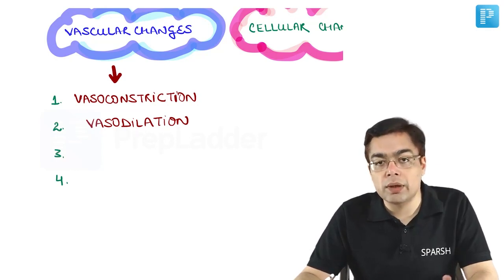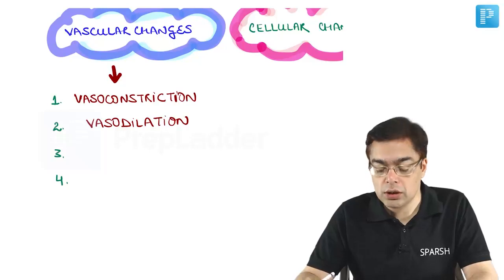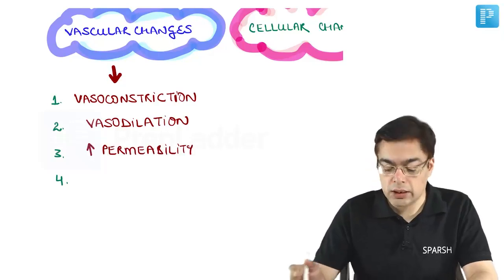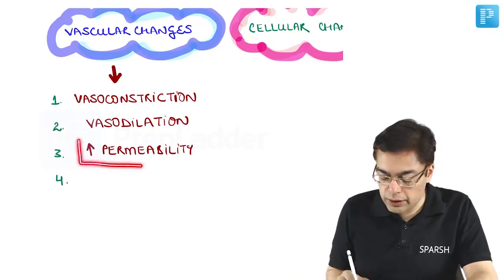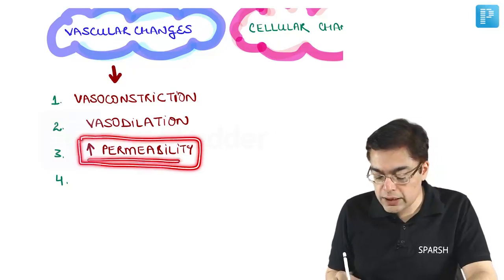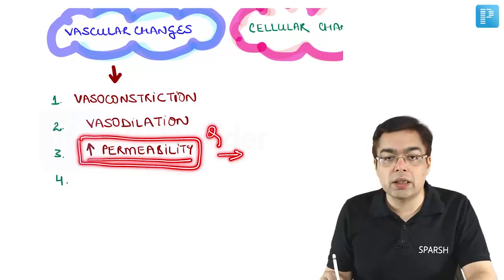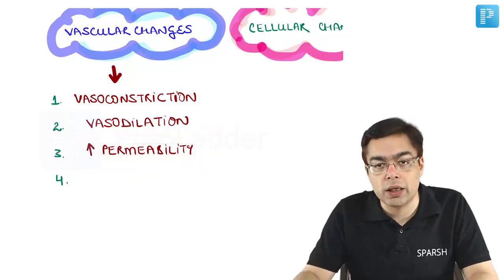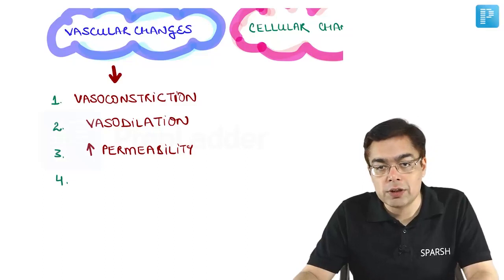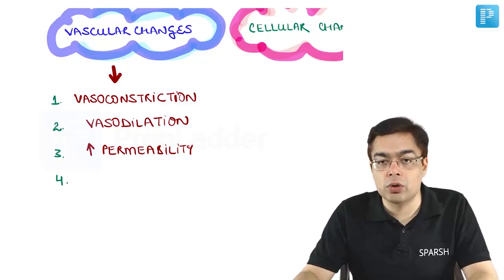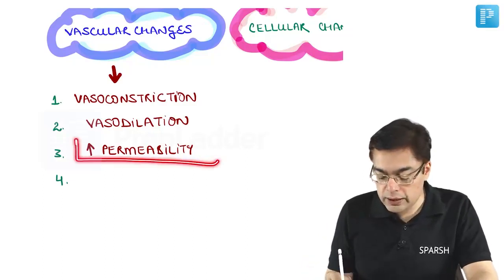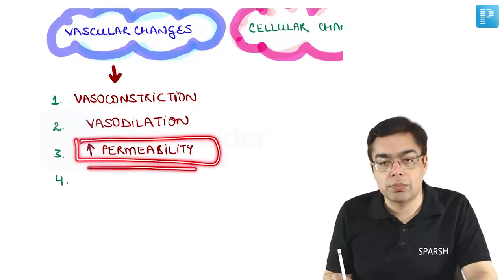More chemicals are going to be released at the local site of inflammation, thereby going to be responsible for causing an increase in the vascular permeability. I highlight the increase in the vascular permeability for the simple fact that this is going to be the most characteristic vascular change associated with acute inflammation. So the hallmark feature with respect to the vascular changes of acute inflammation would be highlighted and answered in the exam as increased vascular permeability.